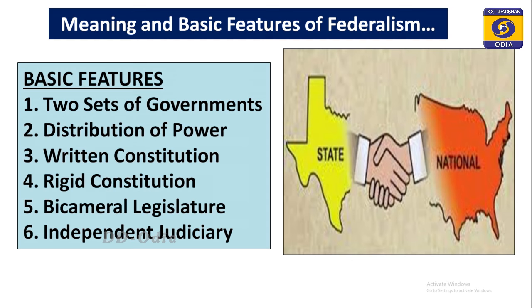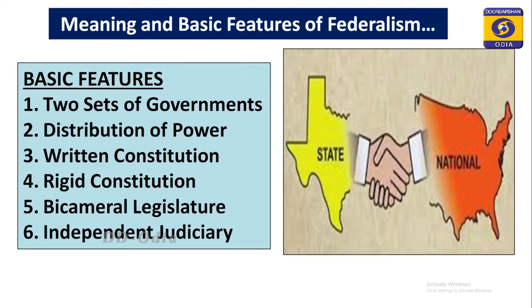If you analyze his definition, you will find that there are two sets of government. One is the national government, which possesses the concept of unity and power, and side by side there is a maintenance of state rights. So there are different definitions, and if you analyze them, you will find certain features of a federal form of government.